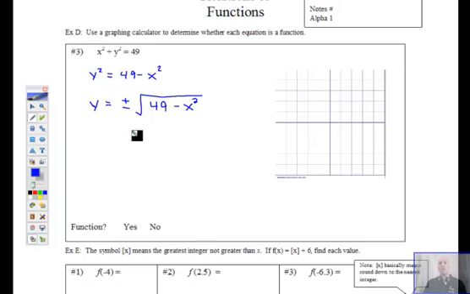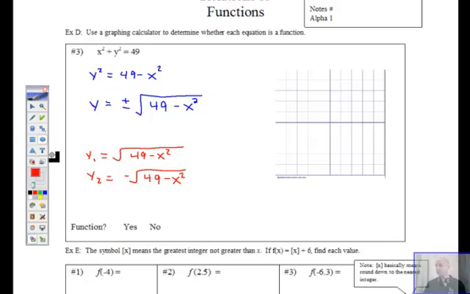So y equals plus or minus the square root of 49 minus x squared. Now if you try to find the plus or minus button on your calculator, I'm pretty sure it doesn't exist. It could. I've never seen it. So when you put this into your calculator, you're going to have to put into y1 the positive version of this, and then into y2 the negative version of this. Those two things together will give you your complete graph.